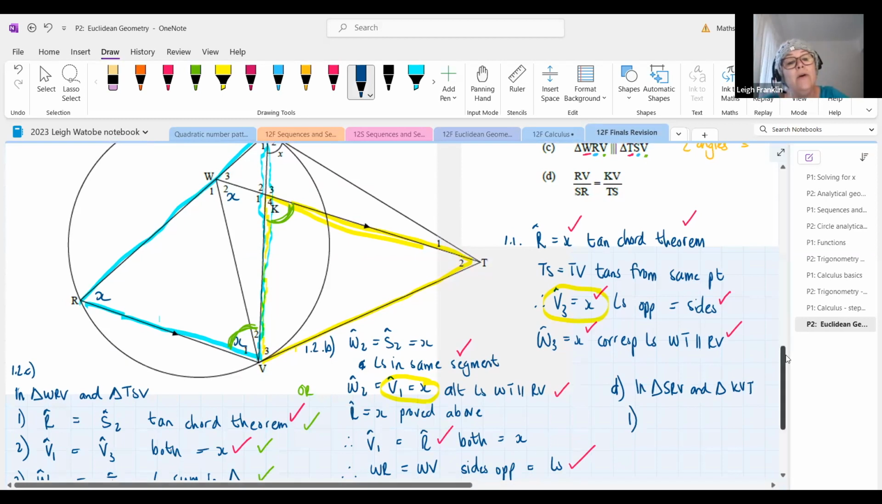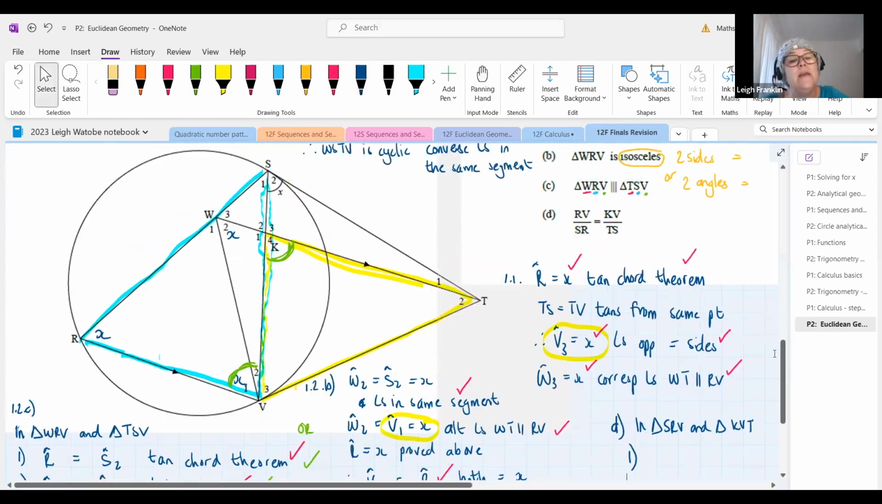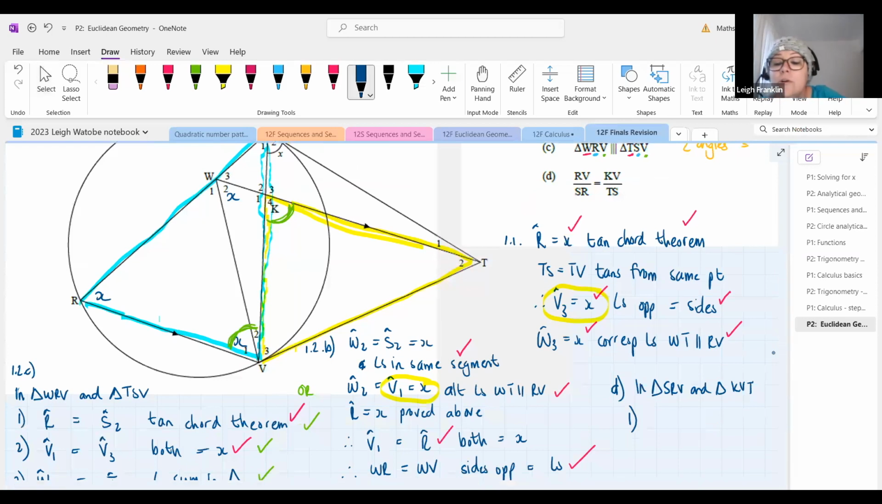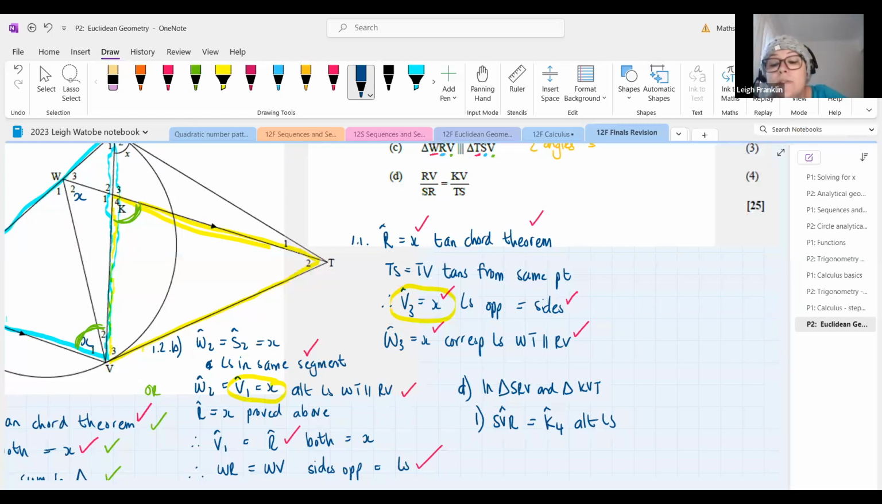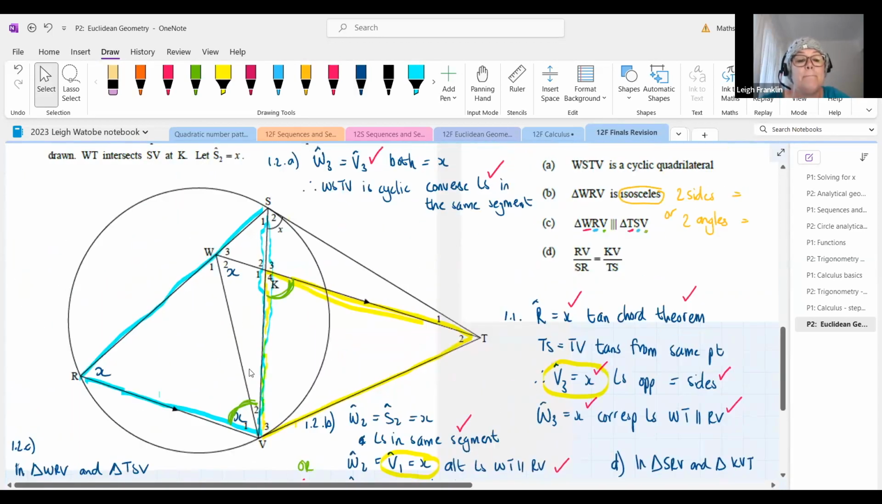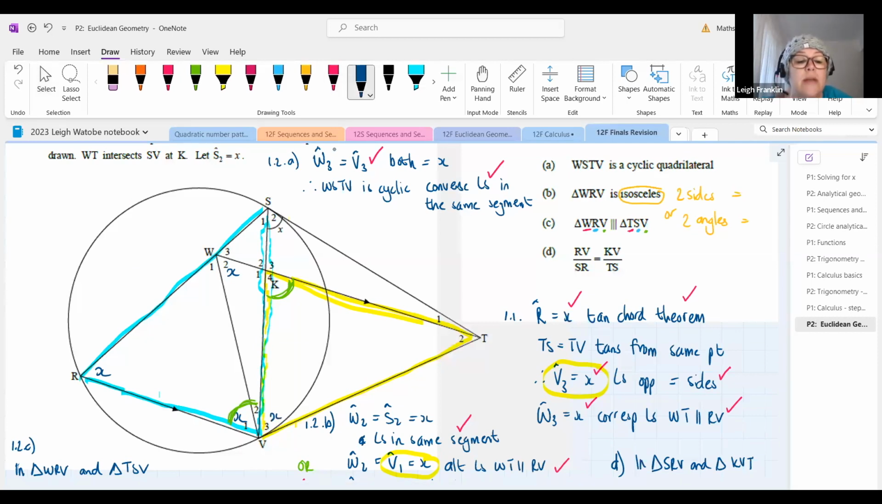Okay, so angle V, so it would be SVR. So angle SVR, or V1 plus V2, will be equal to angle K4 because they are alternate angles. Let's just move this over a little bit because KT is parallel to RV. Lovely. First one done. Nice. Let's go back and look at the diagram. Oh, I rubbed something off that's important to us.